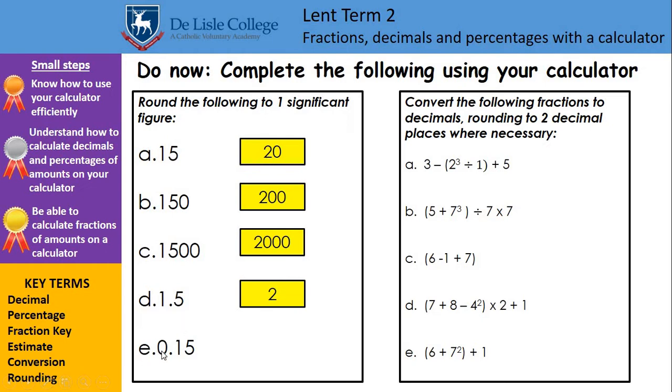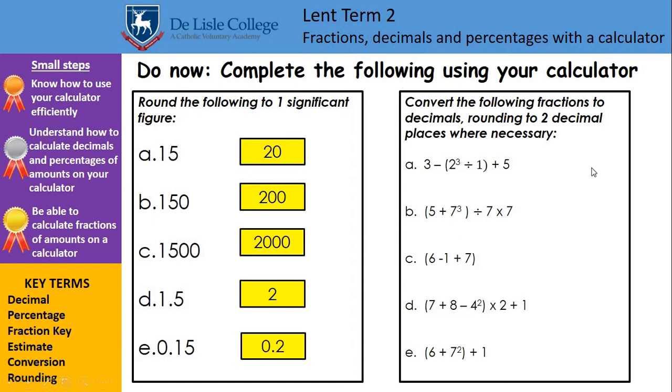And then in question E we have 0.15, so the first significant figure here is not the 0 because we're looking for the first non-zero number, so again it's the 1, the number next to it is a 5, we round the 1 up to a 2, so your answer would be 0.2.